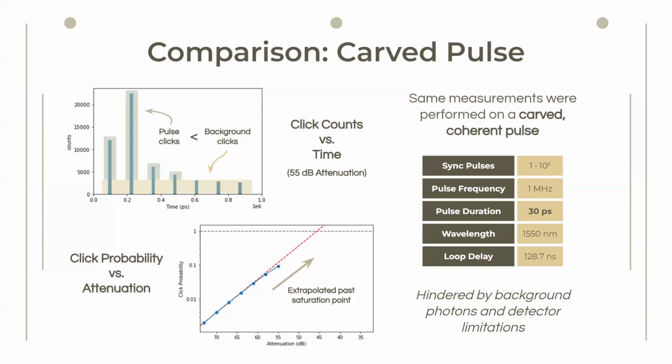And this is also an issue for our detector because our detector tends to get overwhelmed when we have a lot of counts. And so we can't go to higher power regimes like we want to. However, we can still use the information that we do have, at least the linear part, to extrapolate past saturation to see what the photon probability would be if we had that information.